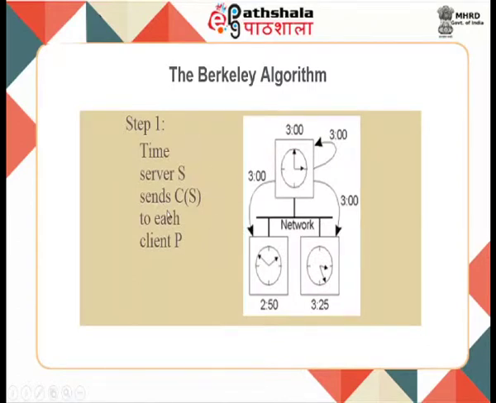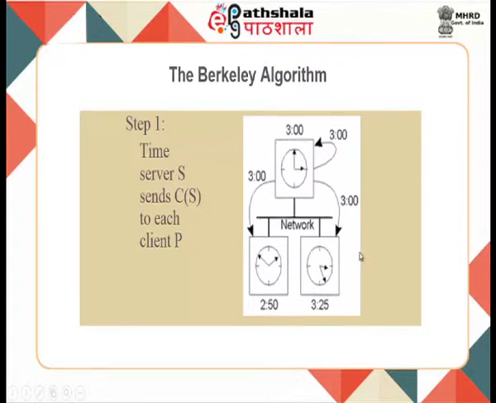In step 1, we have the time server S sending its time CS to each process. Here we see that the time server's value is 3. So, it is sending 3 o'clock to this process at 2:50 and it is sending 3 o'clock to this process at 3:25. It is also considering itself a process and sending itself the value of 3.